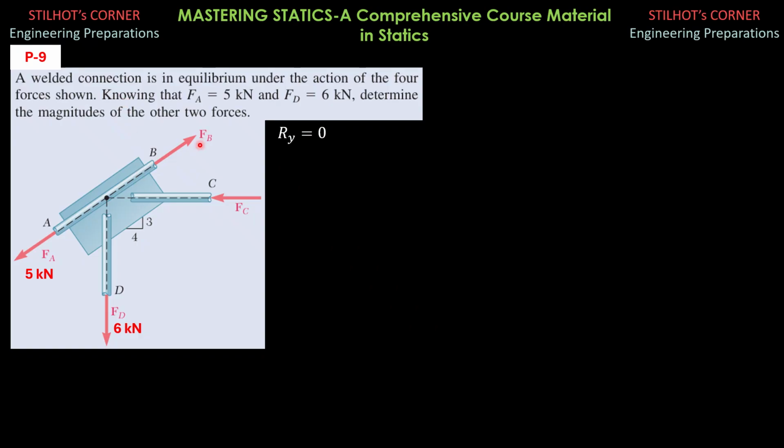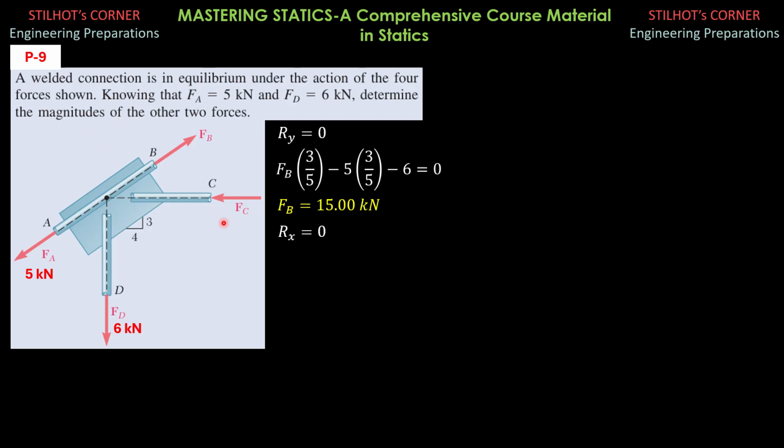So it is FB times 3 over 5. This is 5 by Pythagoras theorem. Then minus 5 times 3 over 5 also, the y component of 5 kilonewtons. So 5 times 3 over 5, but going down, negative. Minus 6 equals 0. So FB times 3 over 5 minus 5 times 3 over 5 minus 6 equals 0. So from there, we can solve FB. FB equals 15.00 kilonewtons.